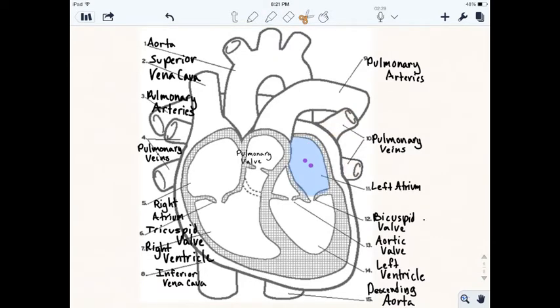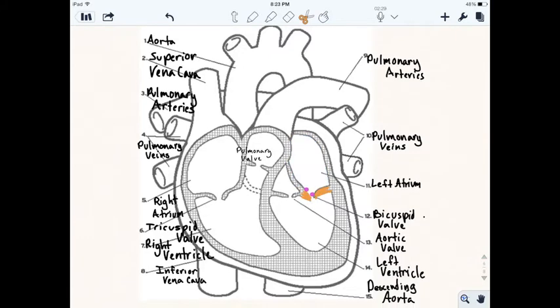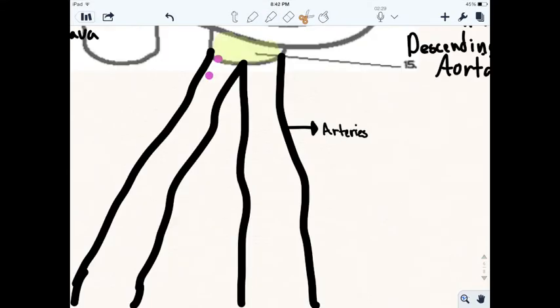Once the pressure builds up and the left atrium contracts, the blood pushes through the bicuspid valve. The blood enters the left ventricle, where again, the left ventricle contracts and the blood goes through the aortic valve, which leads to the aorta. Once inside the aorta, the largest artery in the body, the blood travels to our other arteries.